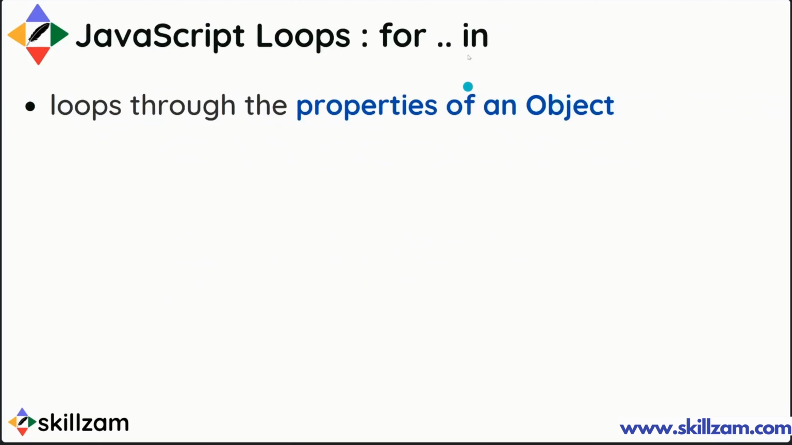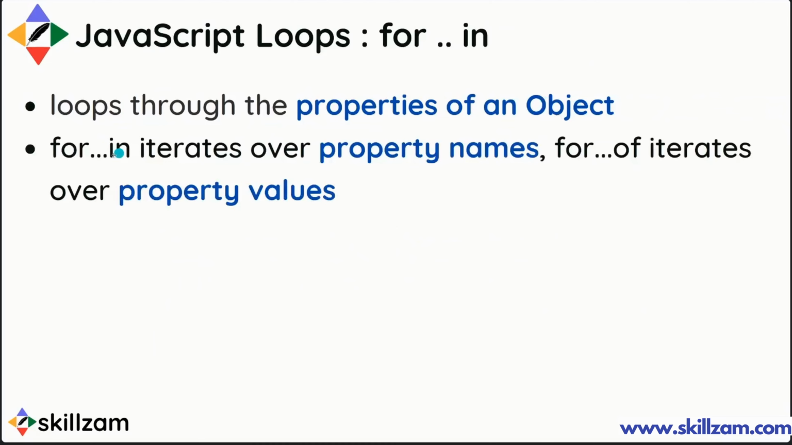Okay, the for in loop is all about objects, and the for in loop iterates over property names. Whereas the for of loop will iterate over property values. So we saw how it evaluates and iterates in terms of values. Now we'll see how the for in loop works.